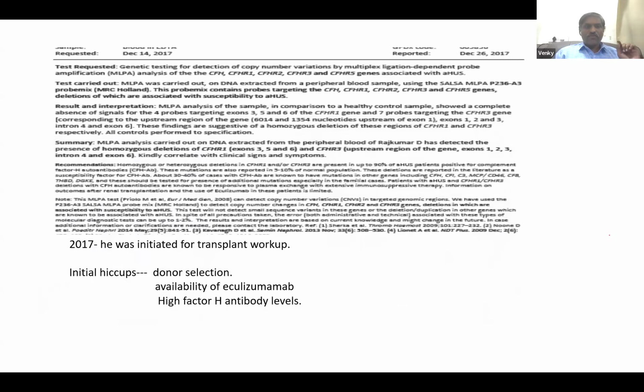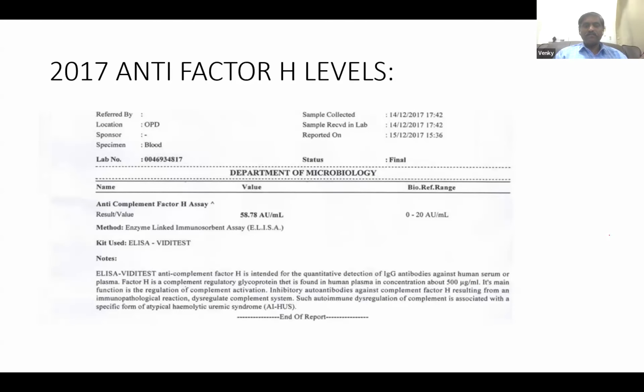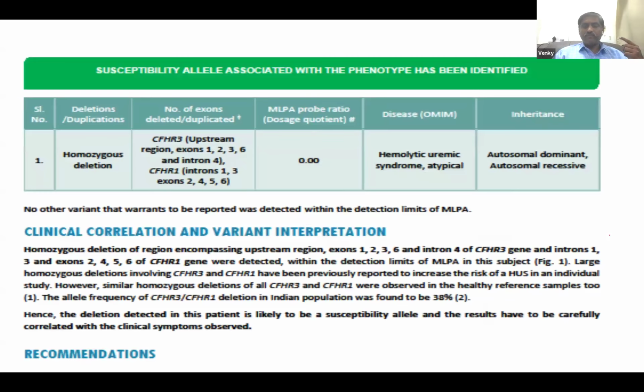When he was initiated for a transplant workup, there were some initial hiccups seen in the donor selection, availability of the eculizumab drug, and he had high anti-factor H antibody levels, which was present at that time. His genetic workup study was even confirmed in another lab. In another lab, which also showed a homozygous deletion of factor R3 and R1 with exons 1, 2, 3, 6 and intron 4, and exons 2, 4, 5, 6 and intron 1, 3 of the respective R3 and the R1 levels. So his genetic workup was confirmed with another lab also.